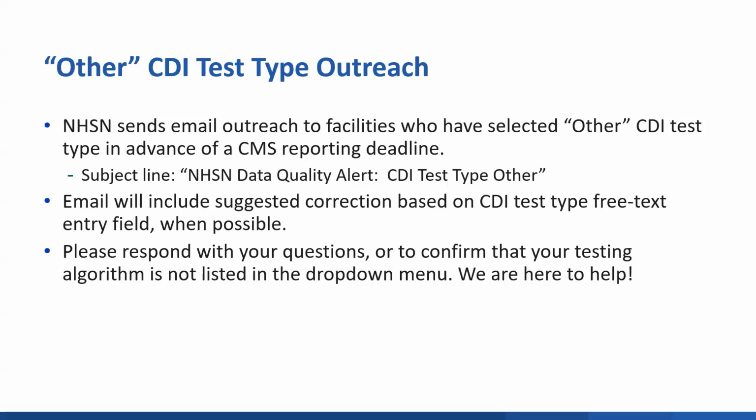NHSN reviews the text entered in the free text field in advance of CMS reporting deadlines. In cases where a facility enters other as the primary CDI test method, NHSN will contact the patient safety component primary contact directly via email at least once per quarter leading up to a CMS deadline. For outreach on this topic, you should keep an eye out for the subject line NHSN Data Quality Alert CDI Test Type Other. Whenever possible, we will include a suggested correction for the CDI test type that should be entered by the facility. We use the text entered into the free text field in order to make that recommendation.